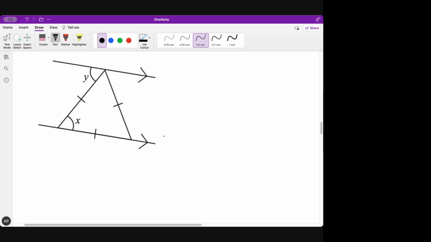Any ideas, guys? Look at your triangles. Okay, I'm going to give you another clue. What do these little marks mean on this triangle? What do they mean? What do those little marks mean, guys? Oh, there we go. They are equal. So the sides are equal. Now, if all three sides are equal, what type of triangle do we have here?